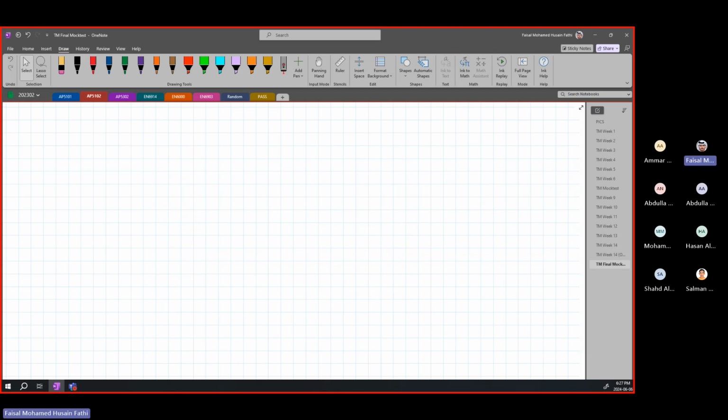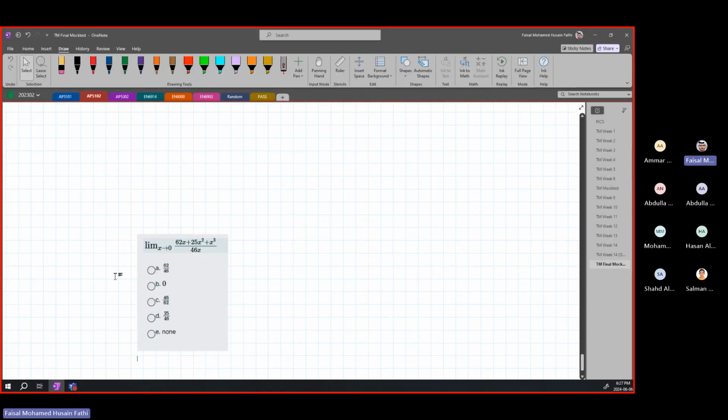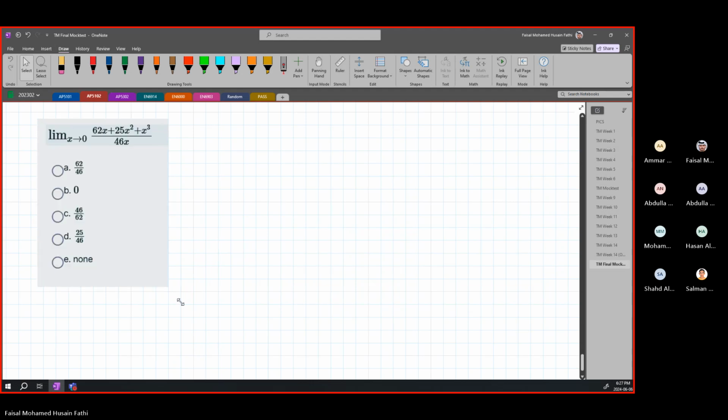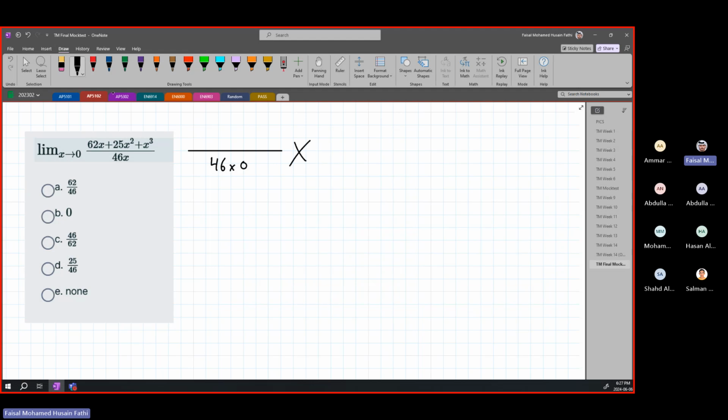Let's look at the next question. Right, going back to our limits. So if we look at this limit over here, we have the limit as x goes to 0 for 46. If we substitute, we're going to get 46 times 0 in the denominator, which means that we cannot directly substitute, all right, because we're going to get 0 in our denominator, all right? So this is not possible.